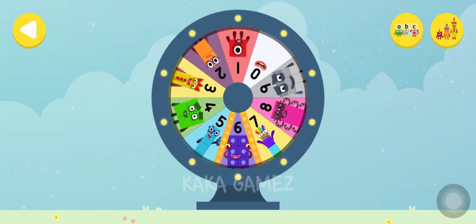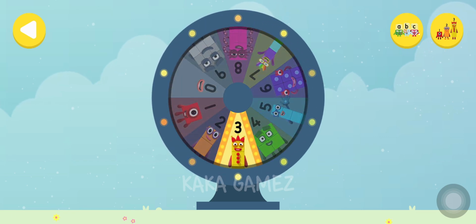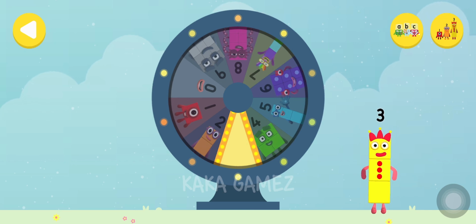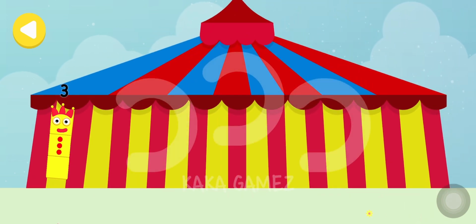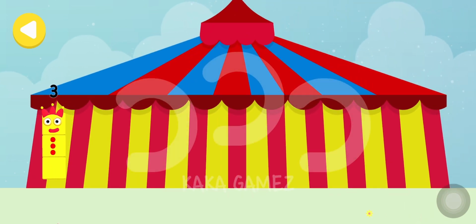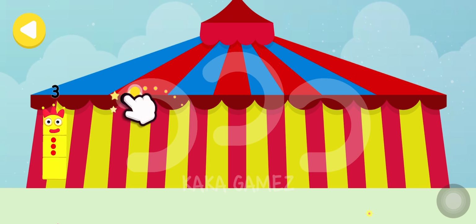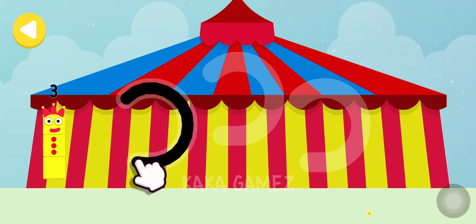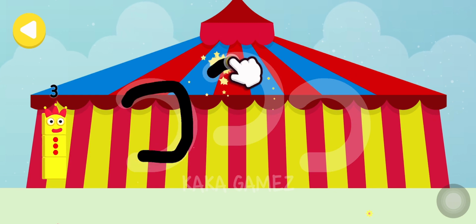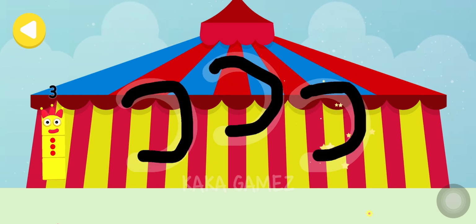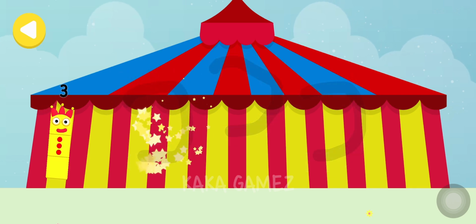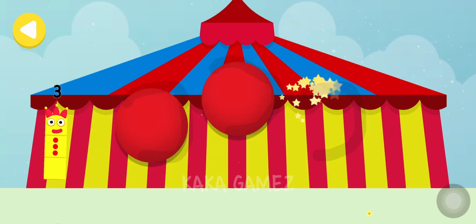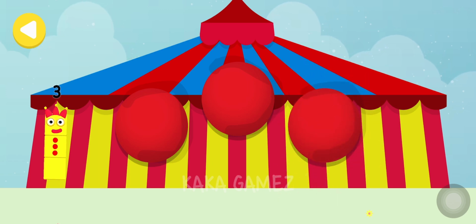The wheel to find out which number block you're going to help. Well done! Can you help number block 3 find her 3 juggling balls on her way home? Trace the line and help the number block get home safely. Well done! Amazing! She's nearly home! You've done a great job of helping her!